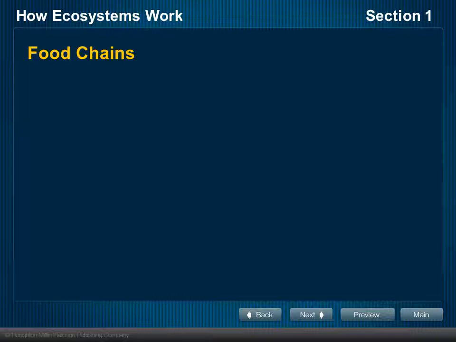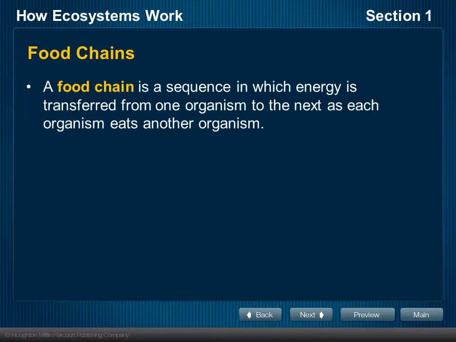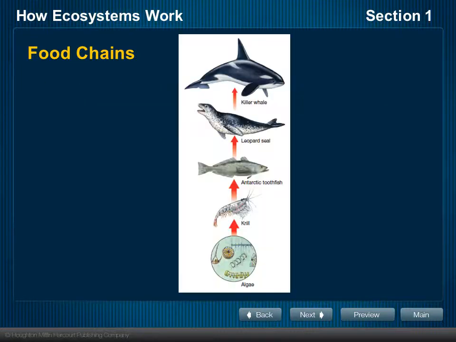We start with food chains. A food chain is basically a simple link-to-link sequence in which energy is transferred from one organism to the next. That happens as one organism eats another organism.